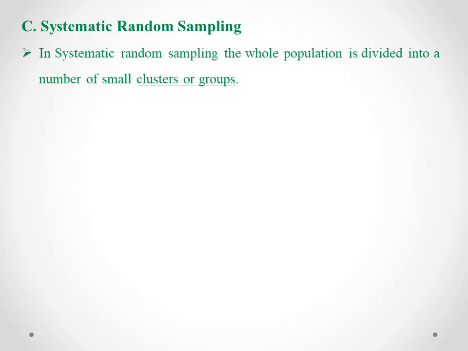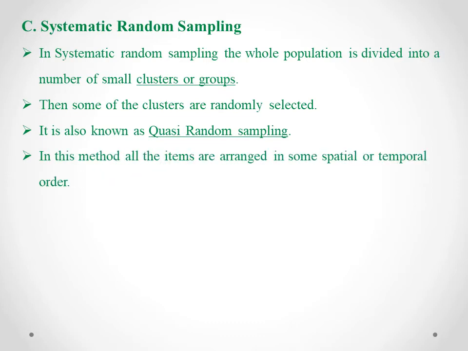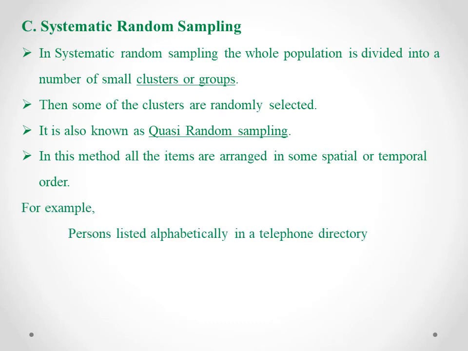This is the systematic random sampling method. In this method, the whole population is divided into a number of small clusters or groups. From this, some of the clusters are randomly selected. It is also known as quasi-random sampling. In this method, all the items are arranged in some spatial or temporal order. For example, the persons listed alphabetically in a telephone directory.